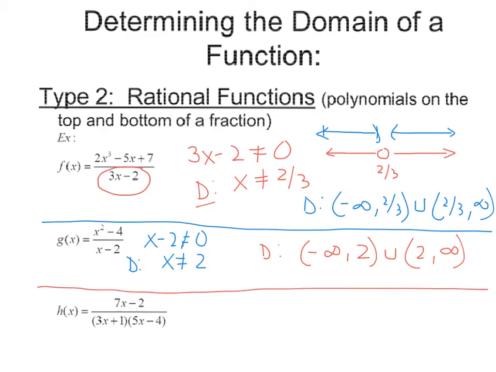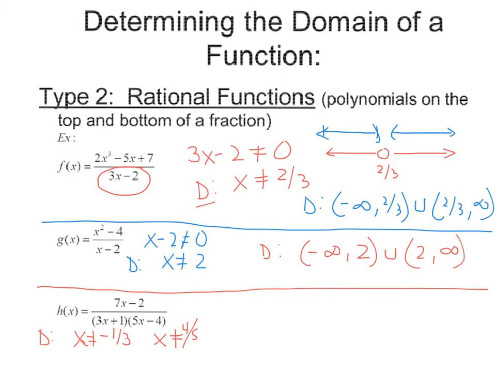What's different about our third one is that I have two separate denominators. So I know that there are two separate factors in the denominator. So I know that 3x plus 1 can't be 0, so x can't be negative 1/3. And I know that 5x minus 4 can't be 0, so x can't be positive 4/5. So that is my domain in simplest form, all real numbers except negative 1/3 and 4/5.